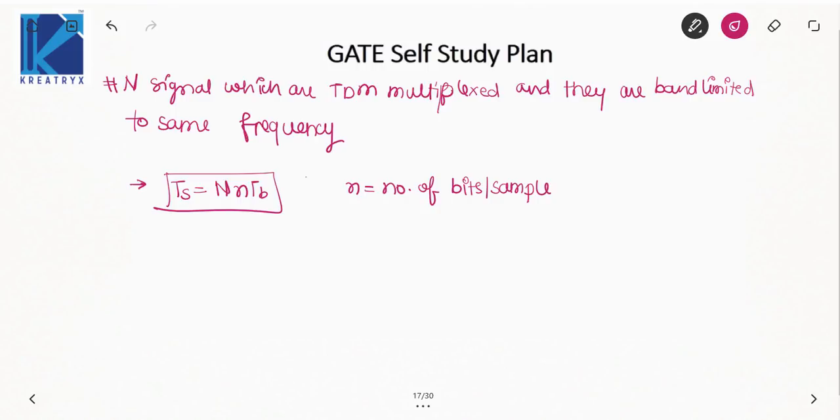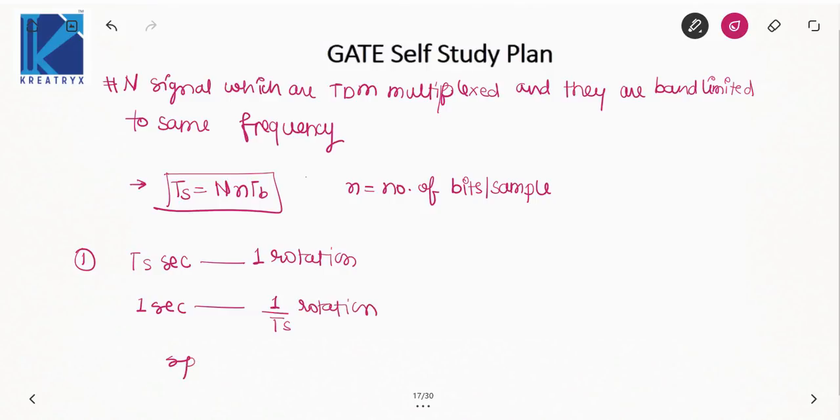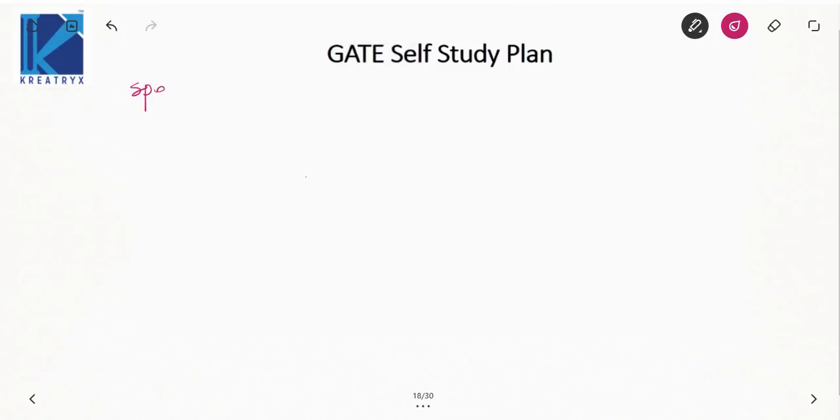So we can write some formulas here. The first formula is, we know that in Ts seconds there is one rotation of the commutator, or I can write in 1 second there is 1 by Ts rotation of the commutator. So the speed of the commutator can be written as 1 by Ts rotation per second, or I can also write the speed of the commutator as Fs rotations per second, or Fs into 60 rotations per minute.